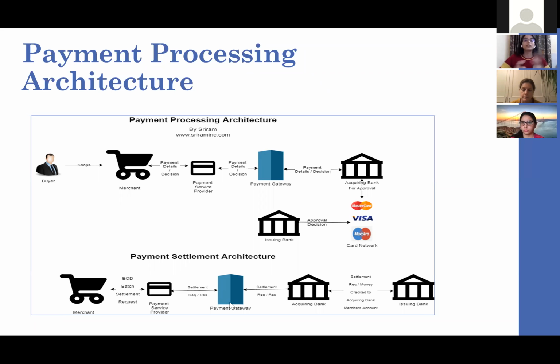Otherwise, at maximum it could take 3 days to go from your issuing bank to the acquirer bank's account. If there are some issues, it may take more than 3 days, but usually within 3 days the merchant receives that amount. And this is the major processing architecture. I covered here the payment settlement architecture as well, of the amount from the issuer bank to the merchant bank.